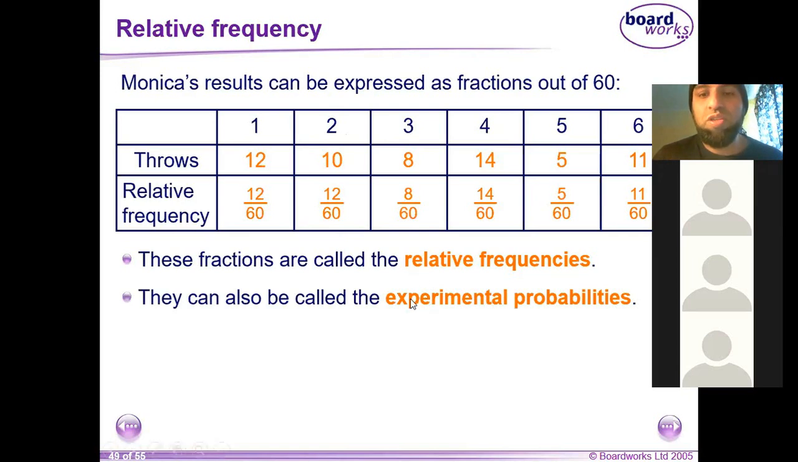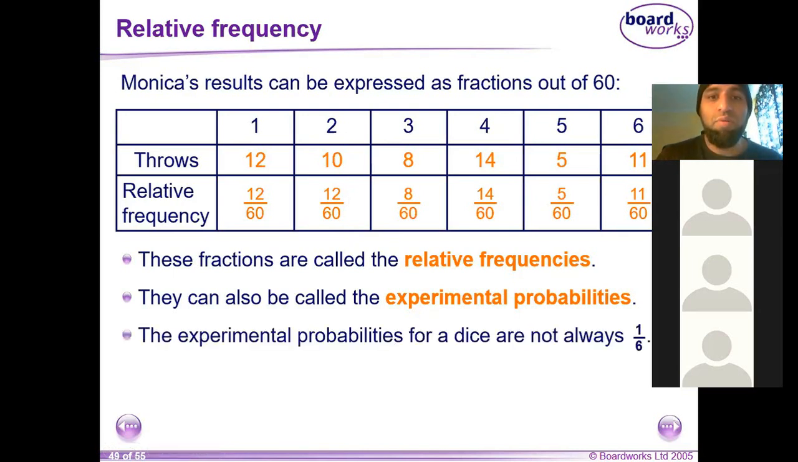Relative frequencies can also be called experimental probabilities. In an exam, they'll ask you, what's the experimental probability of getting a number 2? Now, if you don't know what that means, you won't realize the answer is so easy. You just say 12 over 60. Yeah, that's what the answer is.